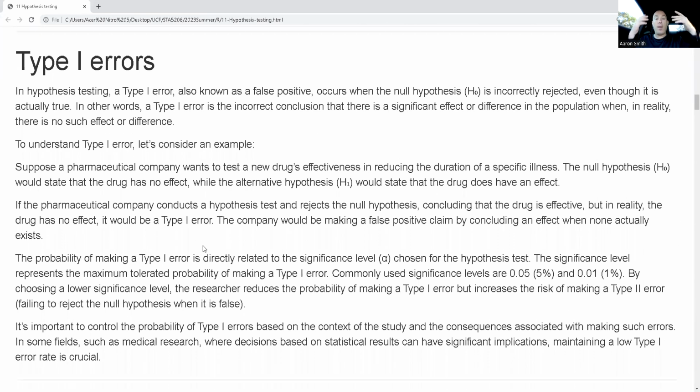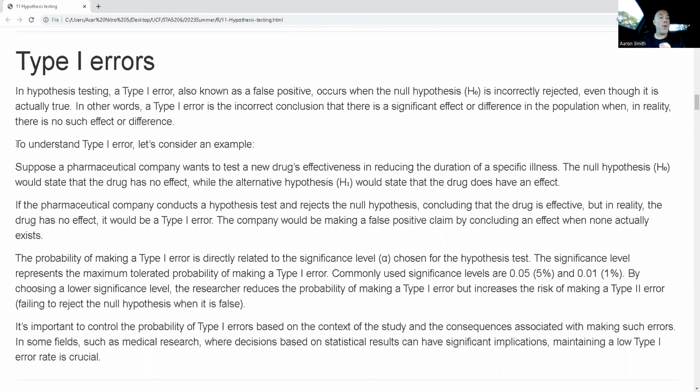All right, so if I'm reaching a conclusion, I could make a mistake. We have type 1 errors, we have type 2 errors. In hypothesis testing, a type 1 error, also known as a false positive, occurs when the null hypothesis is incorrectly rejected. The null hypothesis is correct, but we made a mistake, even though it is actually true. In other words, a type 1 error is the incorrect conclusion that there is a significant effect or difference in the population when in reality, there is no such effect or difference. To understand a type 1 error, let's consider an example.